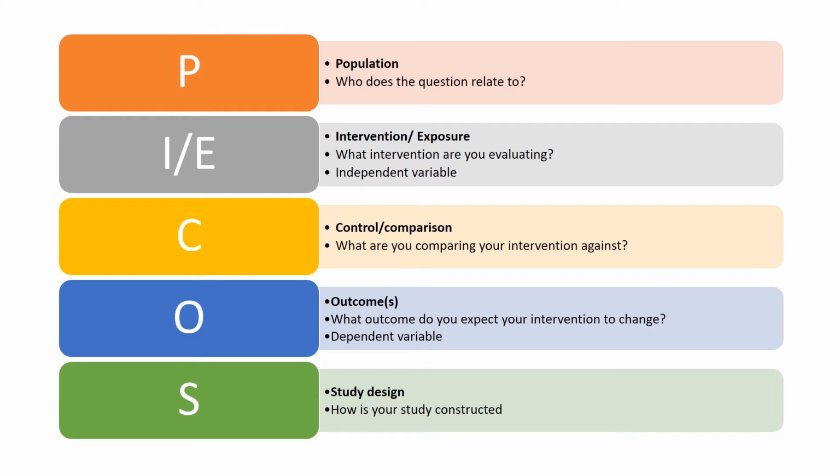So P for population. So why is this central? Well, whenever we read a research article or research paper, we're always thinking about it in the context of the people that have been studied. So P is the first letter, and it's also the kind of first one that you should try and find each time.